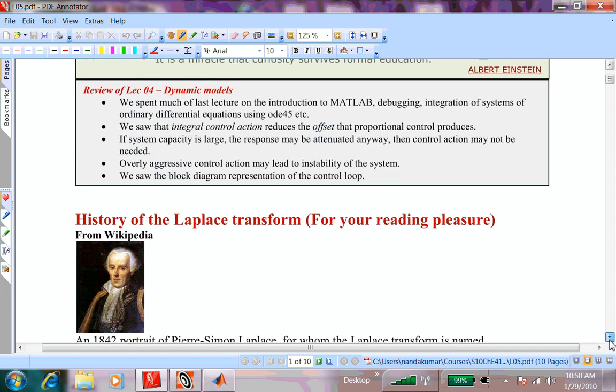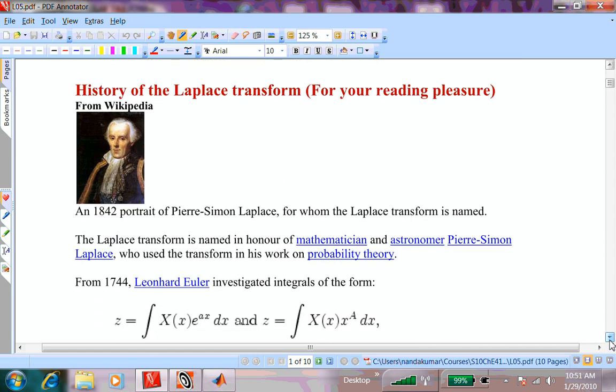So for the next couple of lectures, I'm going to talk about Laplace transforms. Basically a review. You have done it, but I'm sure you have forgotten it too. If you don't use it, you forget, right? So we'll quickly go through some of the definitions, some of the rules and properties of the Laplace transform, and why it is so useful for us. Because we are dealing with dynamical systems, ordinary differential equations. The Laplace transform is an excellent way of solving these because it converts a differential equation into an algebraic equation.